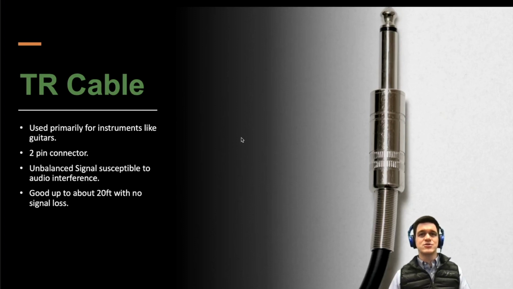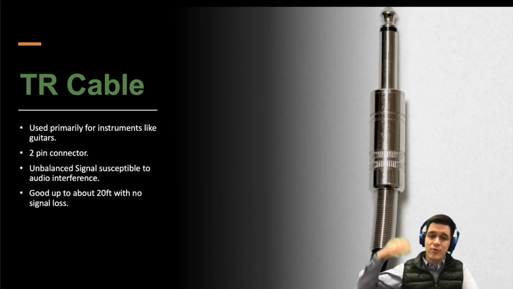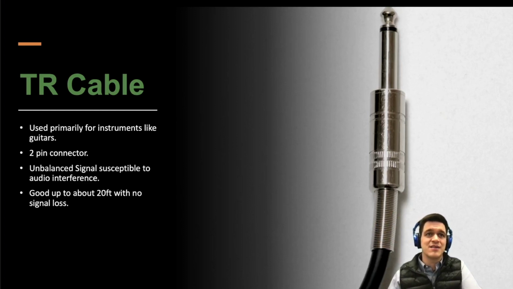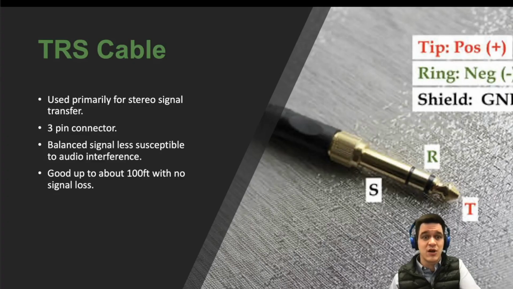Because it's 2 pins, it's an unbalanced cable, which is highly susceptible to audio interference from things like radio towers and fluorescent lighting and all that kind of stuff, and should really never be used in lengths more than about 20 feet, because then it becomes an AM radio antenna really fast. So just be careful that you don't use those too long.